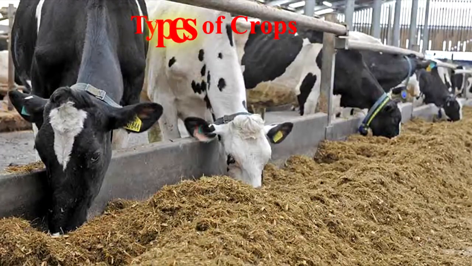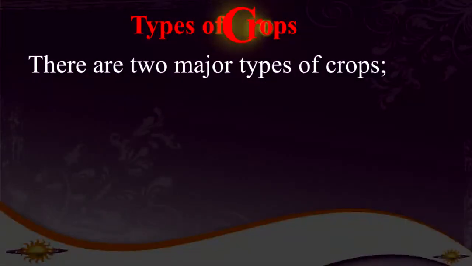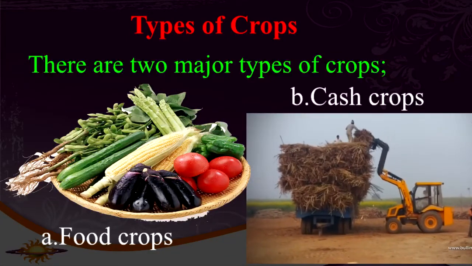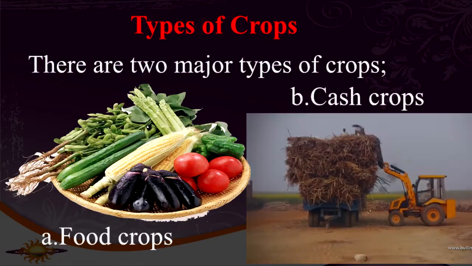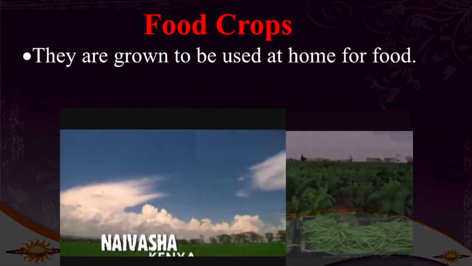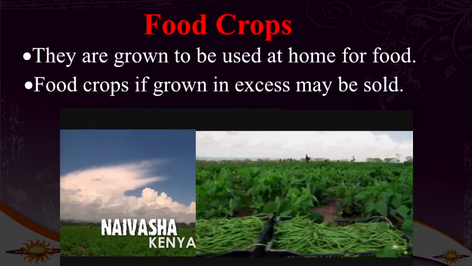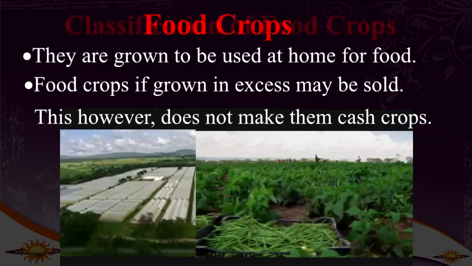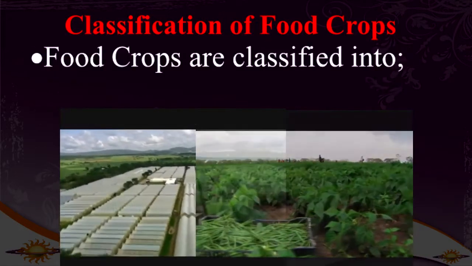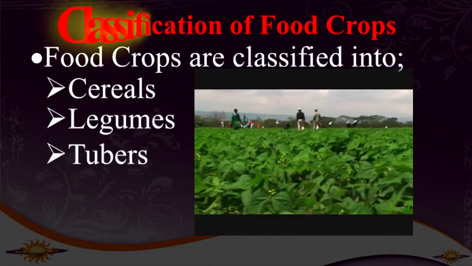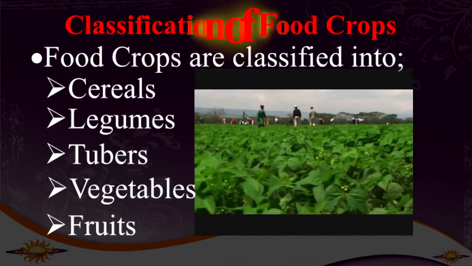Types of crops. There are two major types of crops: food crops and cash crops. Food crops. These are crops which are grown and used at home for food. Food crops, if grown in excess, may be sold, but this, however, does not make them cash crops. Food crops are classified into cereals, legumes, tubers, vegetables, and fruits.